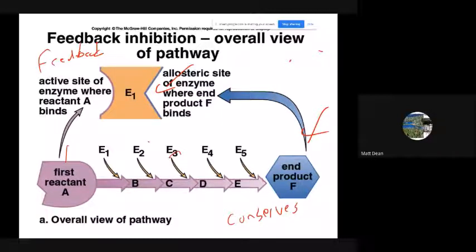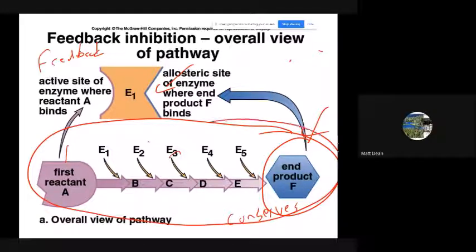So think of feedback inhibition as a way to turn off a pathway when there's enough, when the concentration of the product of that pathway is high. When the concentration of that product gets low, the switch is flipped back on and the pathway starts back up. So it's beautifully designed. It's a way for your body to conserve its resources and energy and essentially not make something that you already have plenty of.